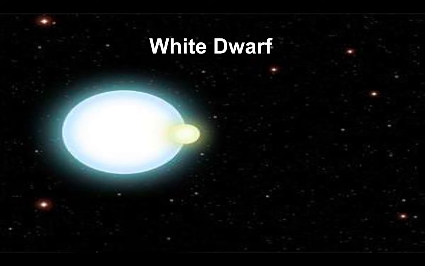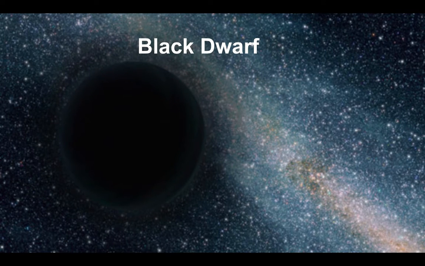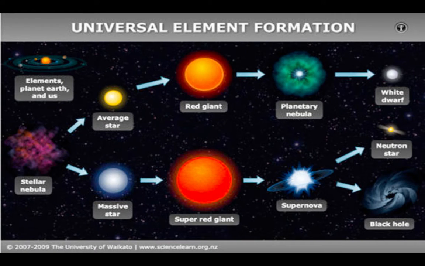A white dwarf is a very dense star no bigger than Earth. Over millions of years, a white dwarf will cool down because no nuclear reactions are occurring and it will become a black dwarf. This is the end of an average star's life. So we have covered the average stars, and now we'll move to massive stars.